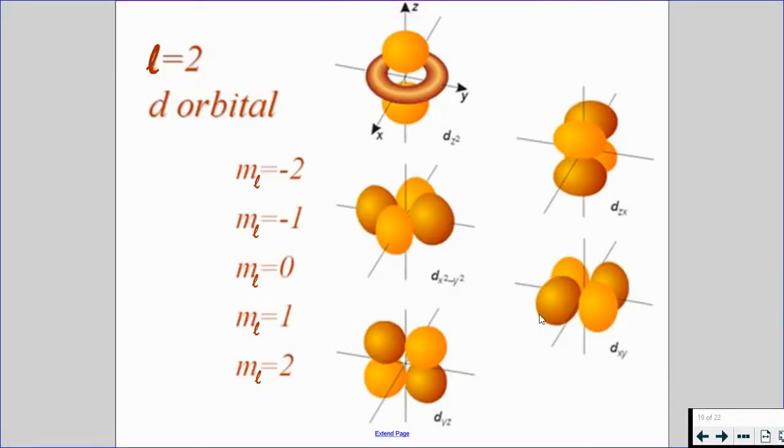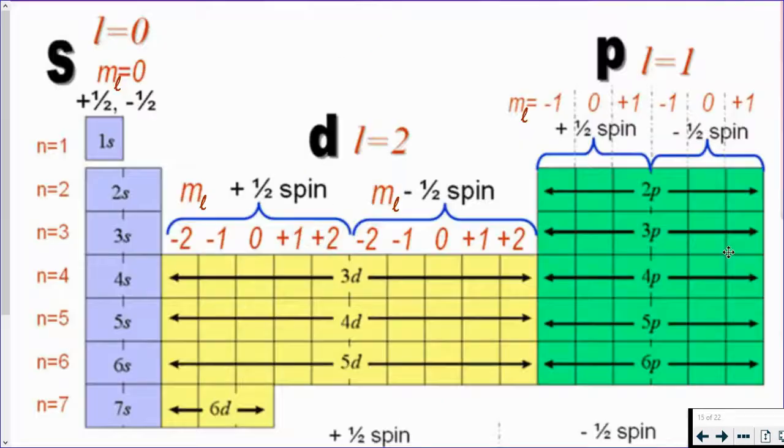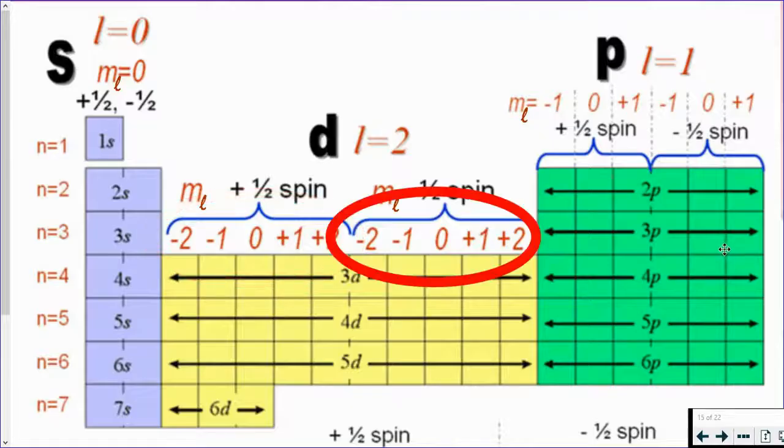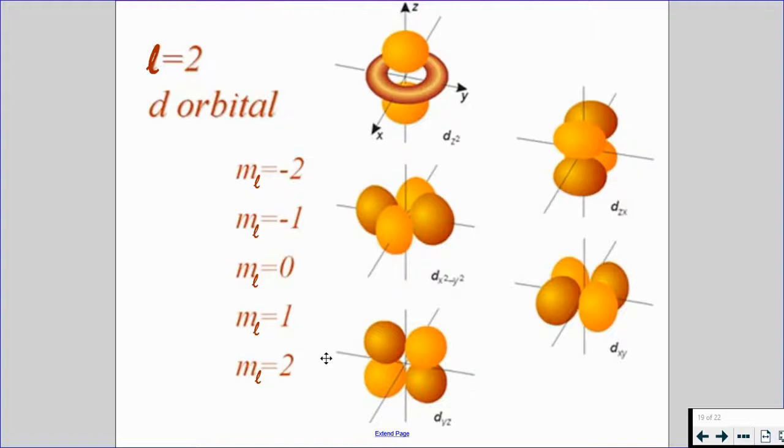In the d orbital, the shapes are slightly different. The secondary quantum number for the d orbital is L equals 2. The magnetic quantum number is ml equals -2 all the way to ml equals 2. The orientations of the d orbitals are shown here in this diagram. The 3D orientation of the d orbitals and the f orbitals go beyond the breadth of this course.